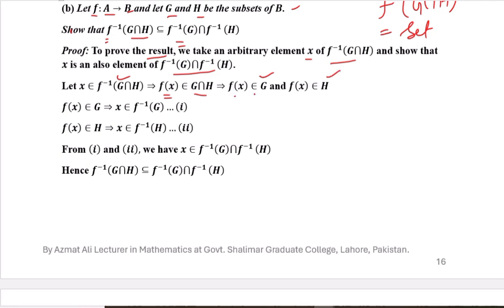If we consider the first part, f of x belongs to g, this can be written as x belongs to f inverse of g, by taking f inverse on both sides. Say this is equation number 1. Similarly, when we take the second part, f of x belongs to h, from here x belongs to f inverse of h. As x is a common element of these two sets, from 1 and 2 we have x belongs to their intersection, but x was an arbitrary element of this side. This shows that this is a subset of this.